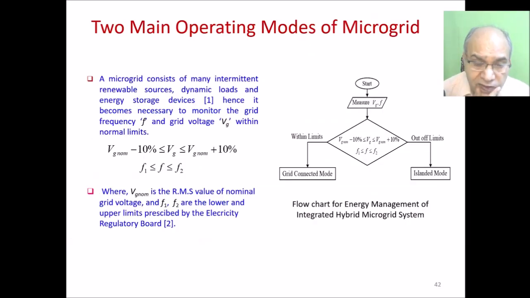If you go further, then we can think like this. We start at the big level L1, where we decide whether it should be grid mode or off-grid mode, depending upon the frequency and voltage comparison. If the voltage and frequency are within limits, then we say it is grid mode. And if it is out of limits, then you cannot connect the microgrid to the grid, and it is called islanded mode.